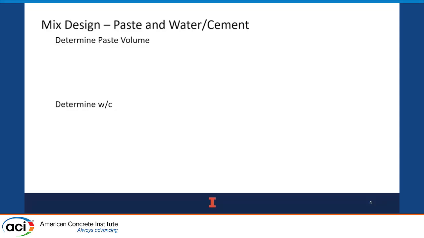And so when designing our mixes, first for designing your paste volume, how much you need, what we did, we just set a water-cement ratio that we kind of knew worked based off of quite a bit of trial and error. And then we got our blend packing density on our aggregate gradation.